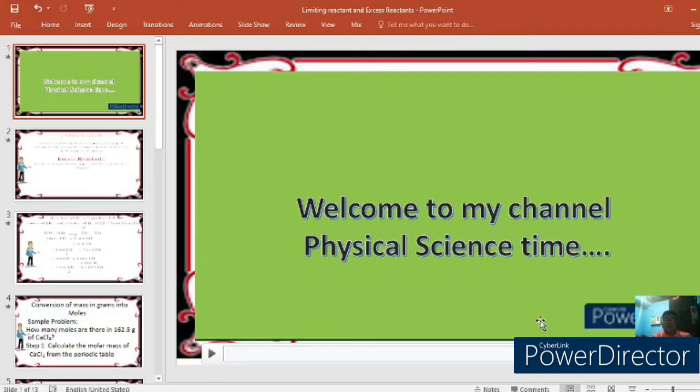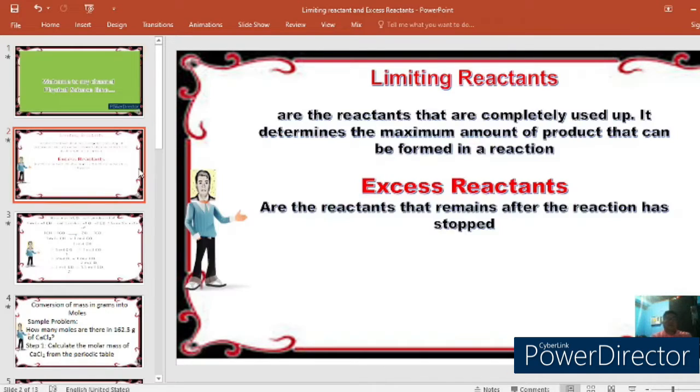This time I will be showing you how to identify the limiting reactants and the excess reactants in a certain chemical equation. Limiting reactants are the reactants that are completely used up. It determines the maximum amount of product that can be formed in a reaction. Excess reactants are the reactants that remain after the reaction has stopped.